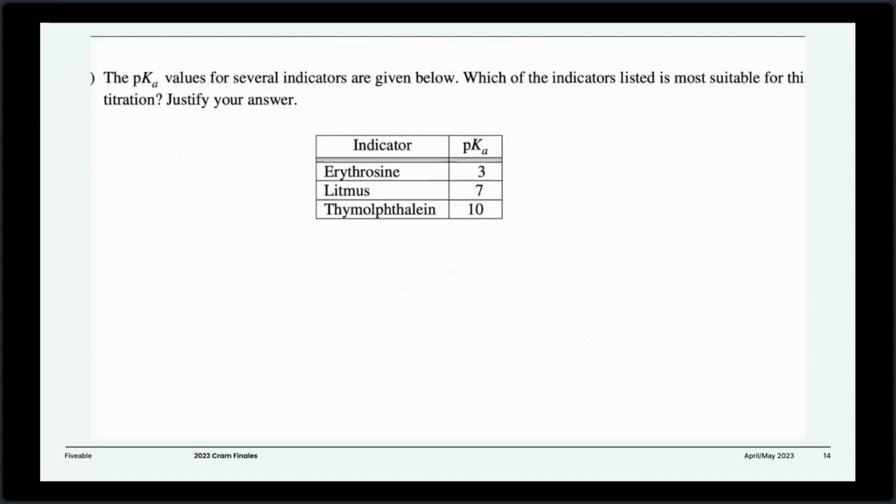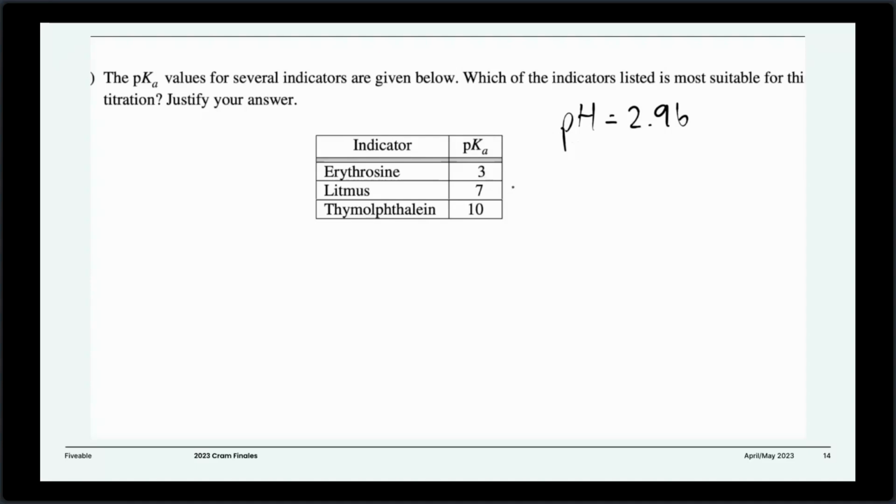All right, so now let's look at question E. Question E states that the pKa values for several indicators are given below. Which of the indicators listed is most suitable for the titration, and we must justify our answer. Looking at part D, we know that our pH is equal to 2.96. And if we remember from Unit 8, the indicator's pKa shows us at what point the color will change. And most of the time our pKa will basically correlate to our pH.